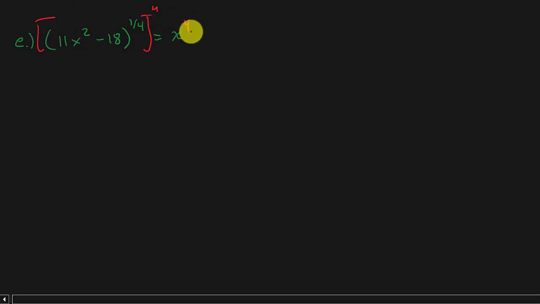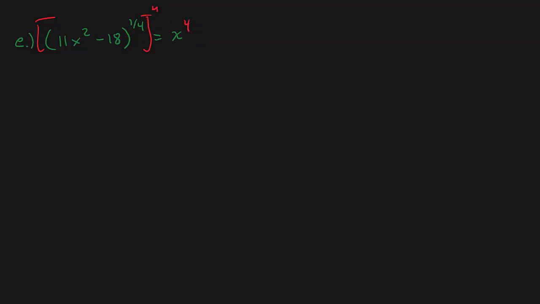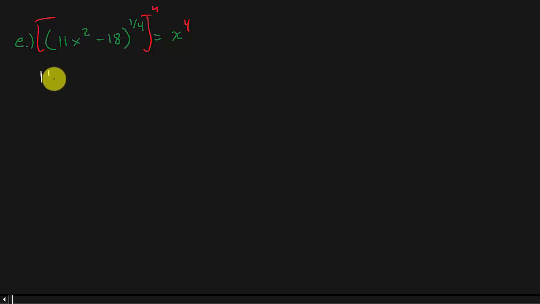I'm going to raise both sides to the 4th power, right? 1/4 times 4, that gets rid of those parentheses there. And so that's going to give me 11x squared minus 18 equals x to the 4th. Okay.